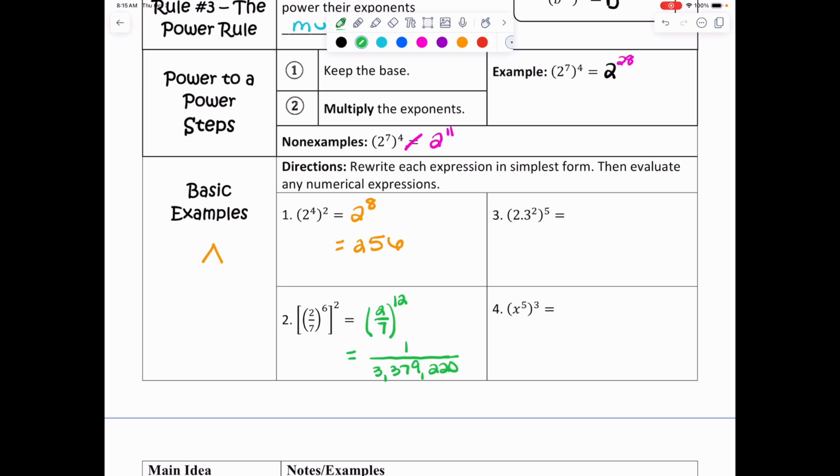So when we look at number 3, we've got 2 to the 3rd squared, then raised to the 5th power. So my base stays 2.3.